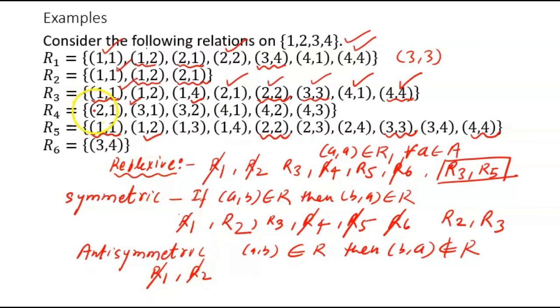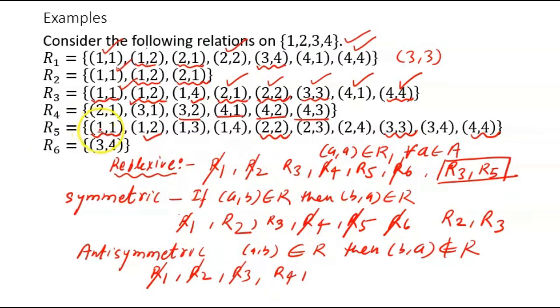What about R3? In R3 we have 1 comma 2 and we also have 2 comma 1. Both are there, so R3 is also not antisymmetric. What about R4? In R4, 2 comma 1 is there, 1 comma 2 is not there, good. 3 comma 1, 1 comma 3 is not there. 3 comma 2, 2 comma 3 is not there. 4 comma 1, 1 comma 4 is not there. 4 comma 2, 2 comma 4 is not there. 4 comma 3, 3 comma 4 is not there. So R4 is antisymmetric. So we got our first antisymmetric relation.